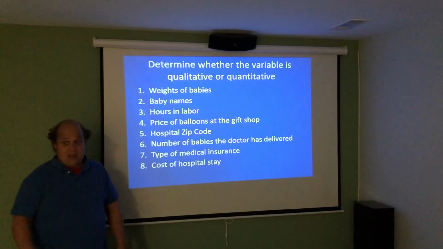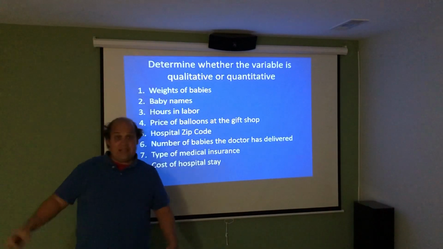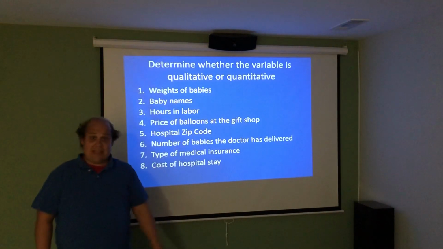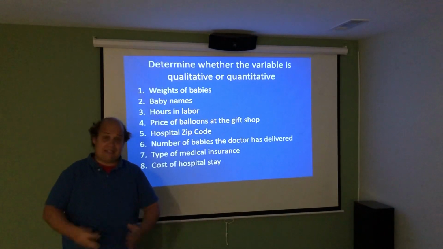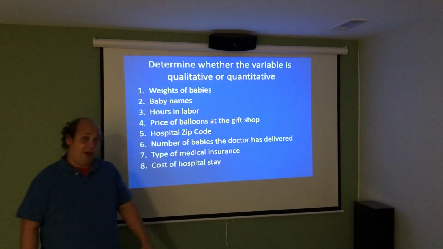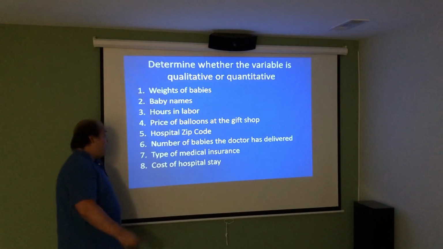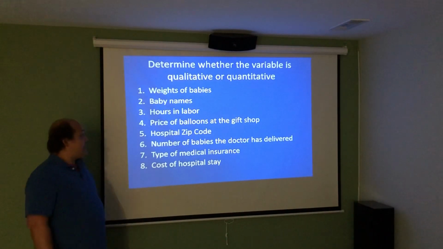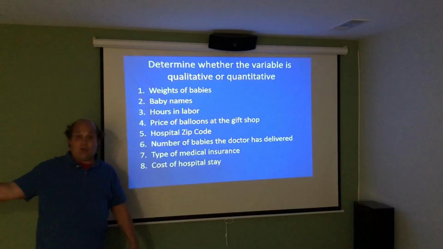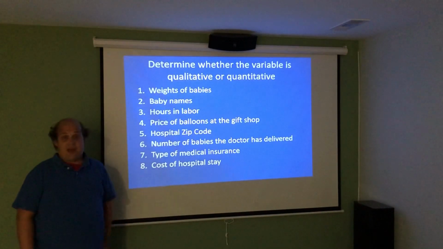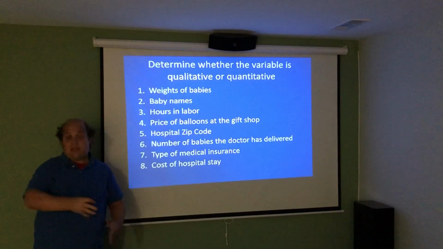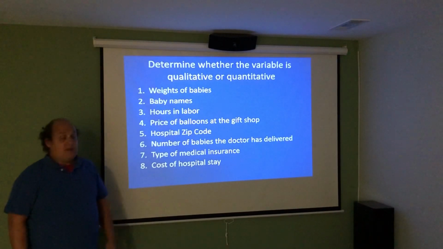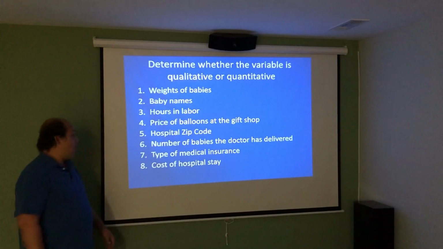Hours in labor. This mom was in labor for 14 hours, that mom was in labor for 16 hours. Again, I can make comparisons, I can lay them out in an exact numerical order. For that reason, hours in labor is a quantitative variable. Similarly, the price of balloons at the gift shop, this balloon costs $4.95, that balloon costs $2.95. I can line up and say, here's the order of prices. So that would also be a quantitative variable.